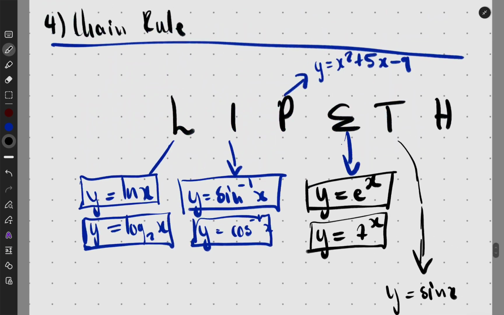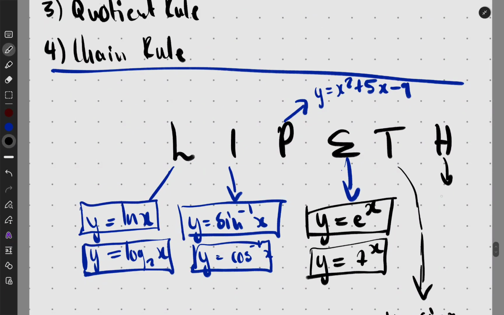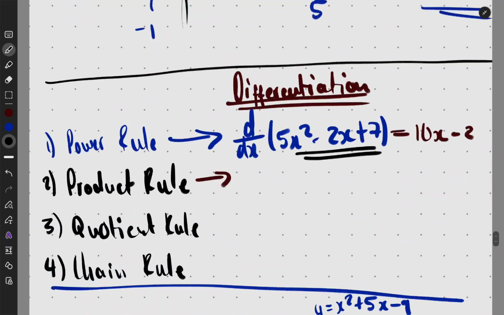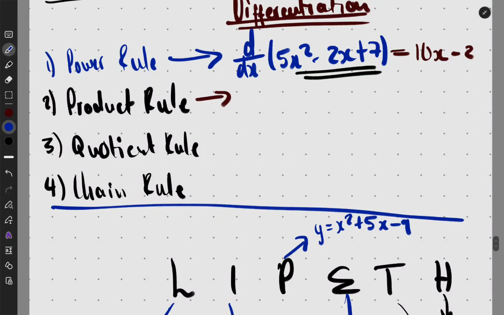Then here we have hyperbolic trig functions, like y equals cot hyperbolic x. Then you have y equals sinh, sine hyperbolic x. All these are hyperbolic trig functions. So these are the types of functions that we have. Now when we come to the product rule and all this, you will have something in the form y equals uv.